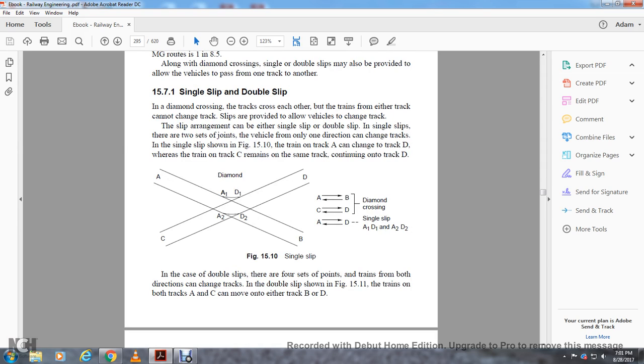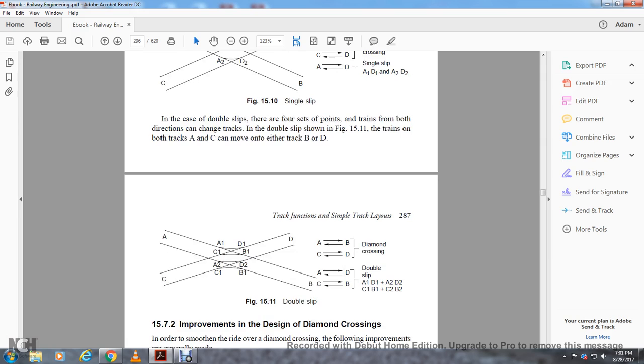In case of double slip, the trains from both directions can change track with the double slip shown in figure 15.11. The trains on both tracks A and C can move to either B or D. In the double slip, A can go to B, B to A, C to D, and D to C, and with the double slip A goes to D, B goes to C, and C goes to B.